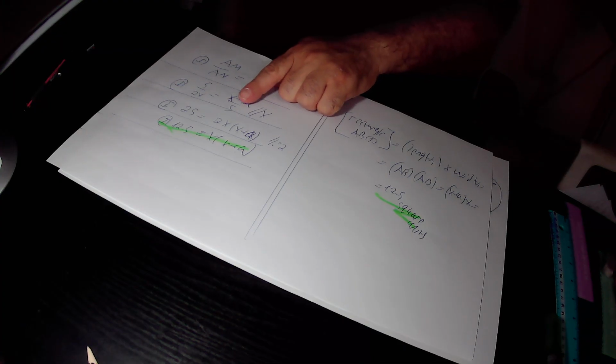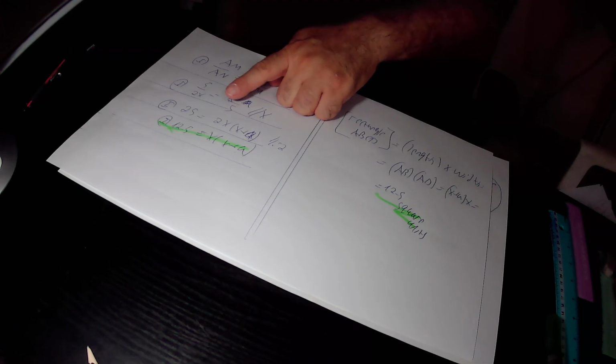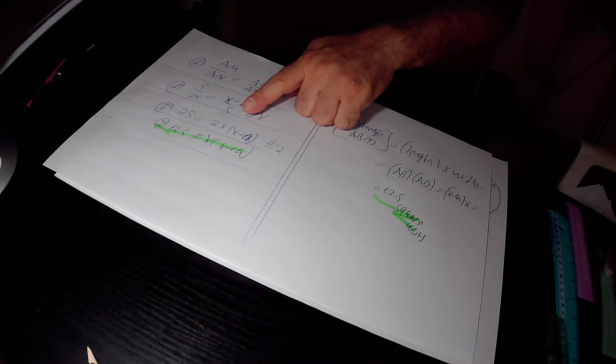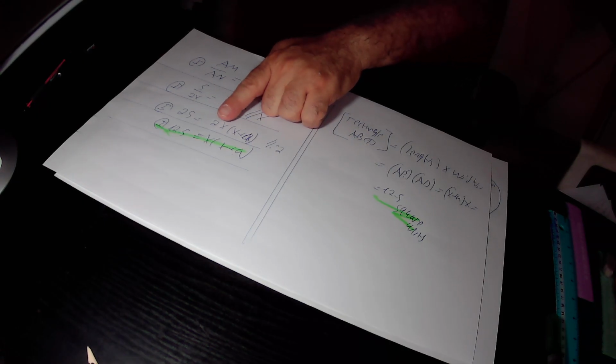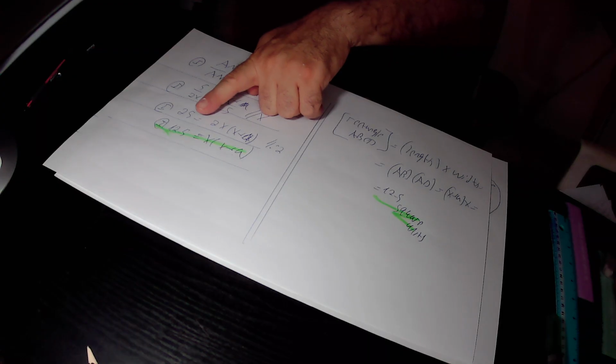Here we divide this equation by 2, and we find that 25 over 2 is 12.5, and 2x over 2 is x. So in total, this expression equals x times x plus a. So we actually found that x times x plus a equals 12.5.